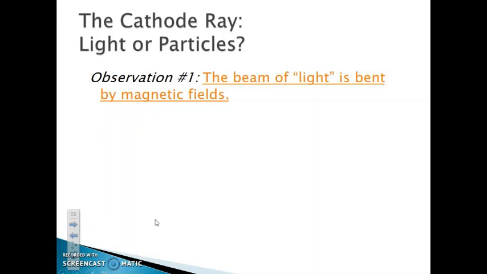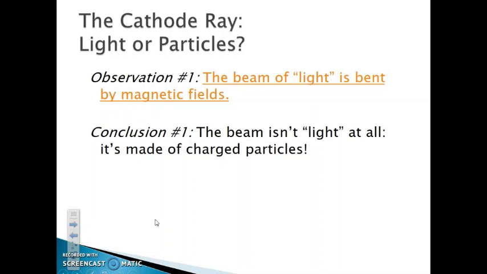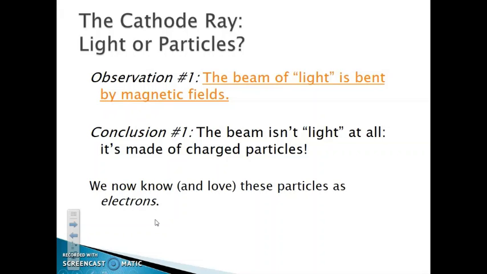So the first observation that J.J. Thomson made was that the beam of light is actually bent by magnetic fields, and from that he concluded it was not a beam of light at all. It was actually a beam of particles instead, and these particles had to have a charge. We now know and love these particles as electrons.